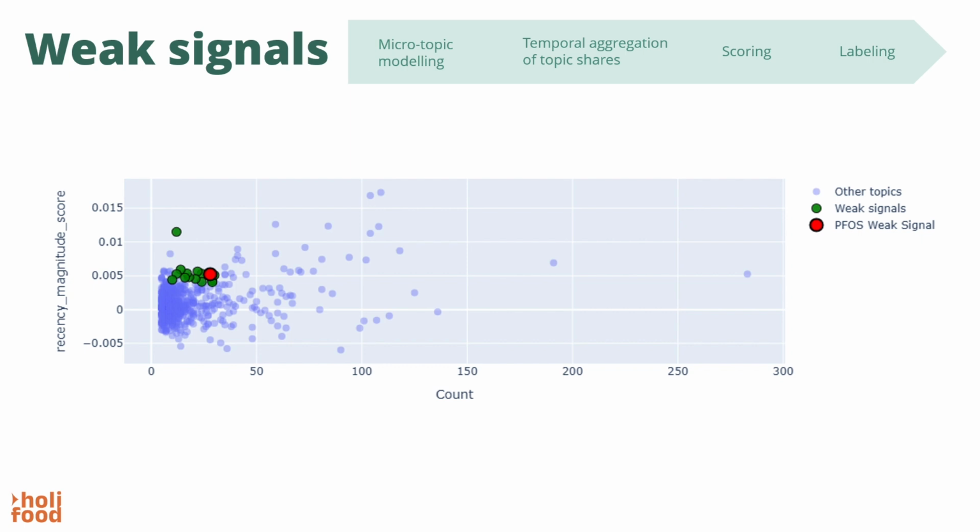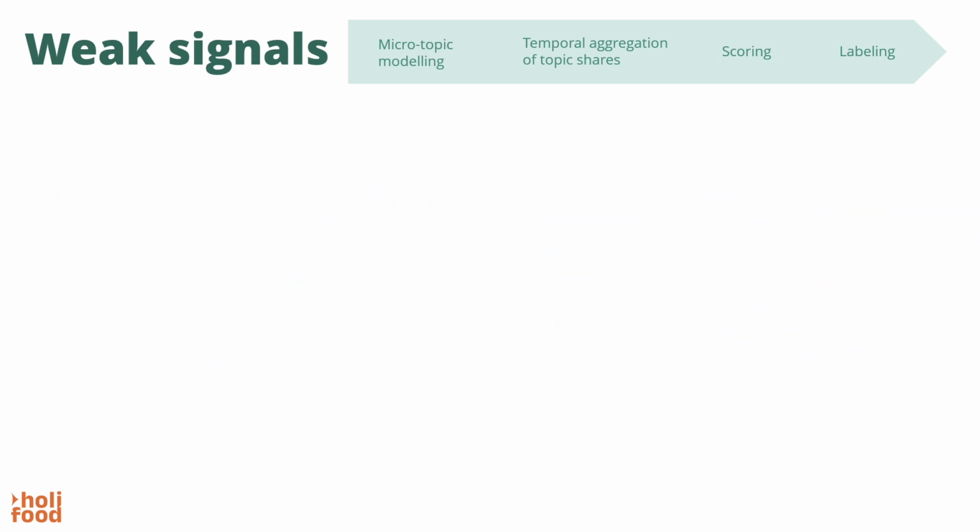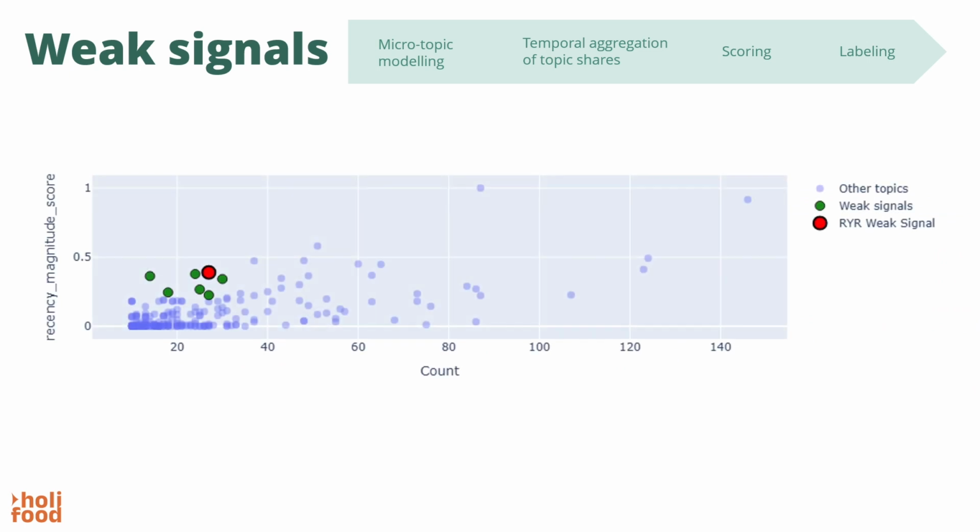Because of this sudden growth, the tool flagged PFOS as a top weak signal before the first EFSA opinion on the subject was published in 2008. The tool successfully did the same thing for citrulline contamination in red yeast rice supplements, flagging it as a top signal before it became a formal regulatory focus in 2018.